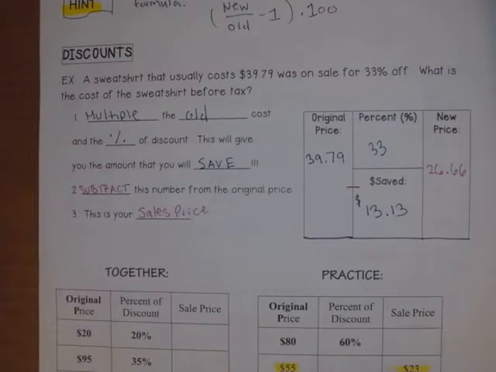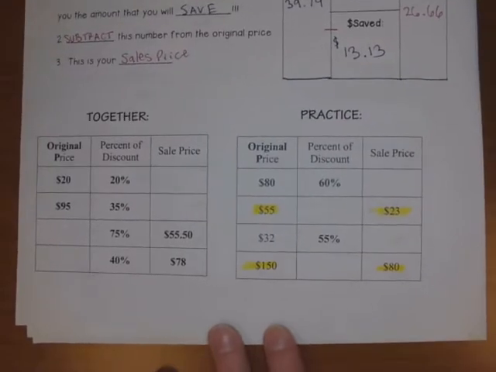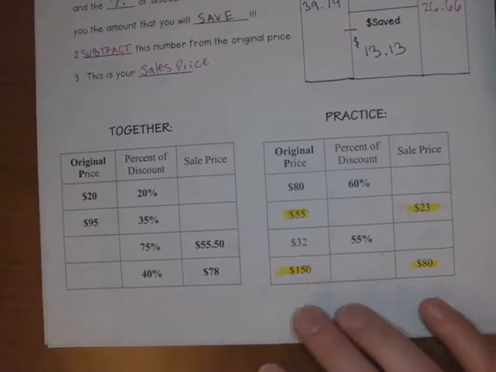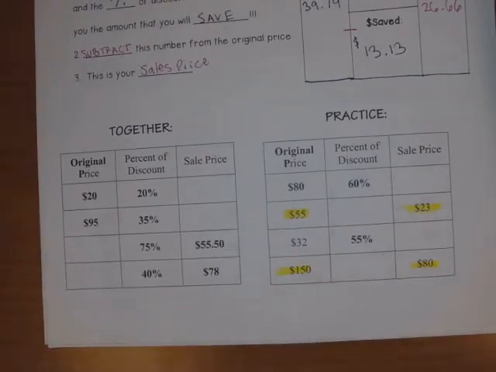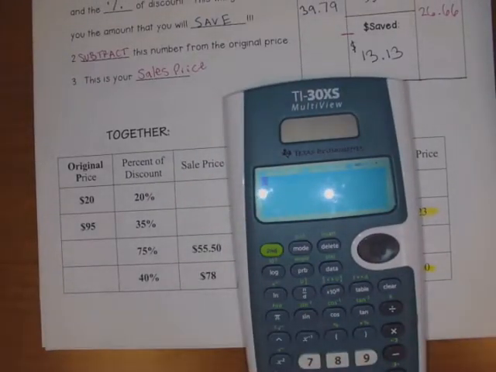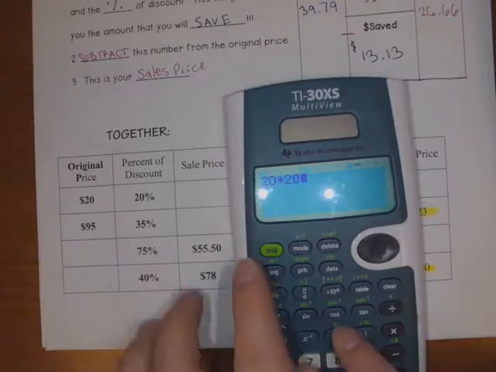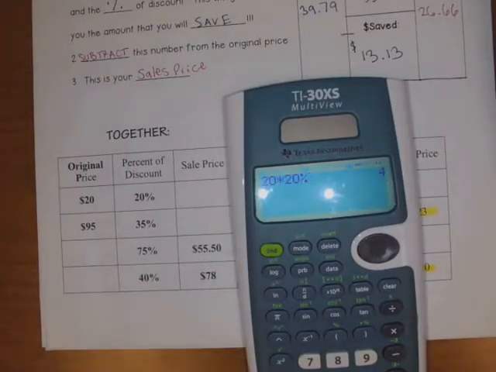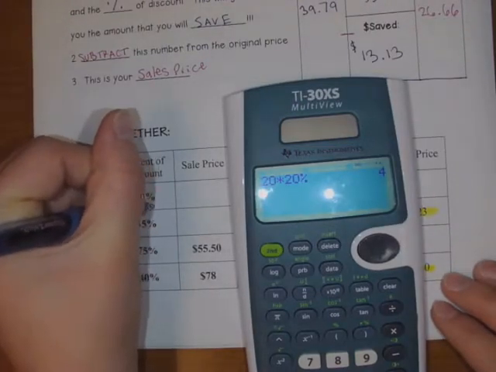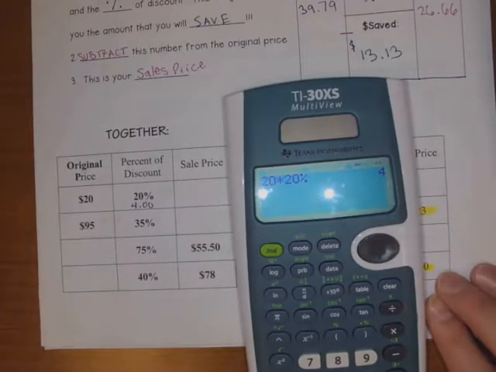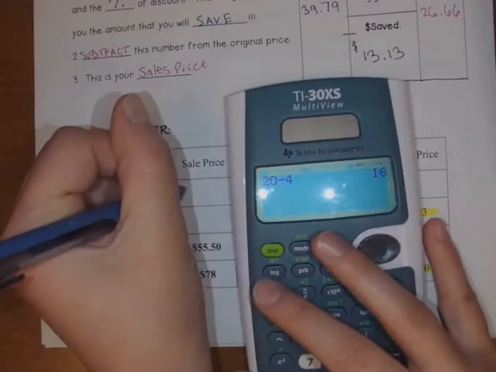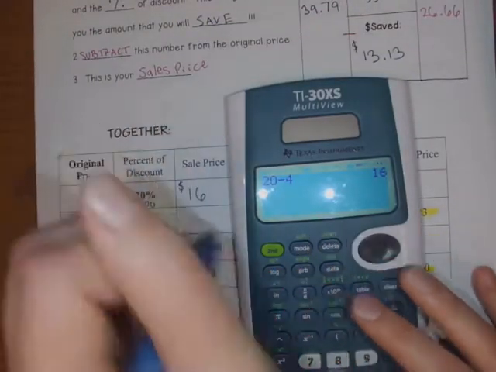Okay, so now, I'm going to focus on these two as well because it's a little bit different, okay? Now, here you have $20 times 20%, $4. So you are discounting it $4, which means it's going to be $4 cheaper. So you subtract it, and your new price is $16.